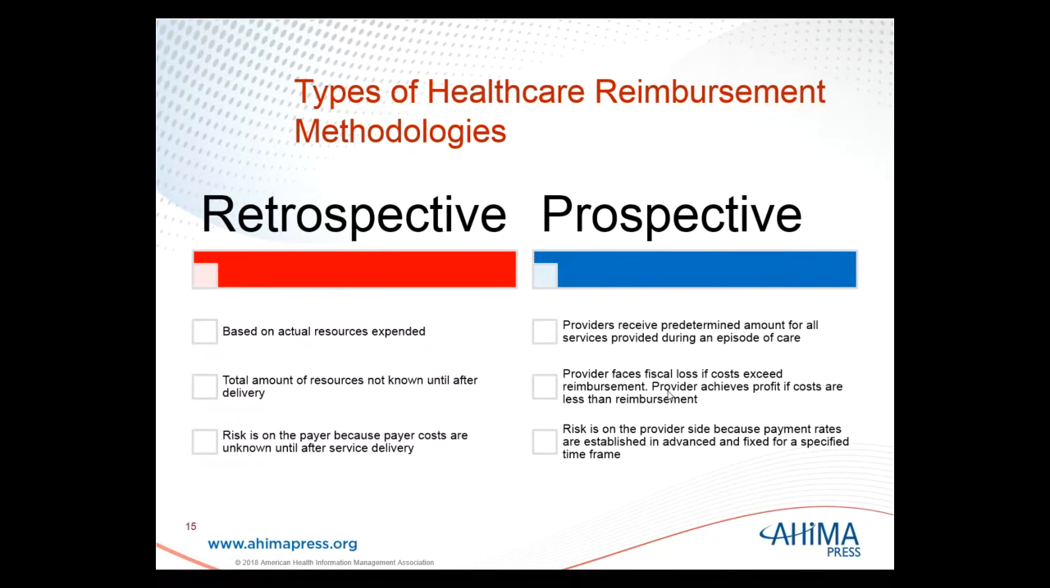Now, if we go back and look at history, it's predominantly been retrospective. The payer determines the reimbursement after the patient receives that service. Now, with prospective, providers receive a predetermined amount for all services provided during an episode of care. The provider faces fiscal loss if the costs exceed reimbursement, and the provider achieves profit if the costs are less. The risk is on the provider side because payment rates are established in advance and fixed for a specified time frame. So with prospective, we have capitation, case rate methodology, global payments, and bundled payments.